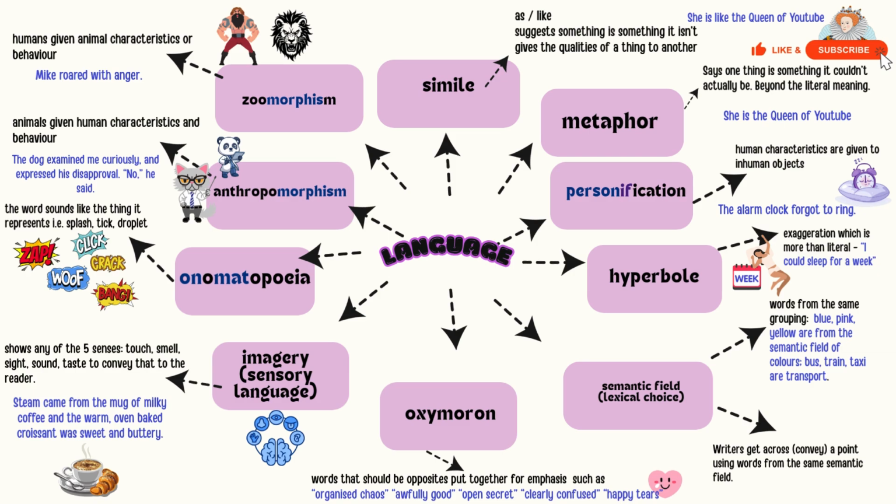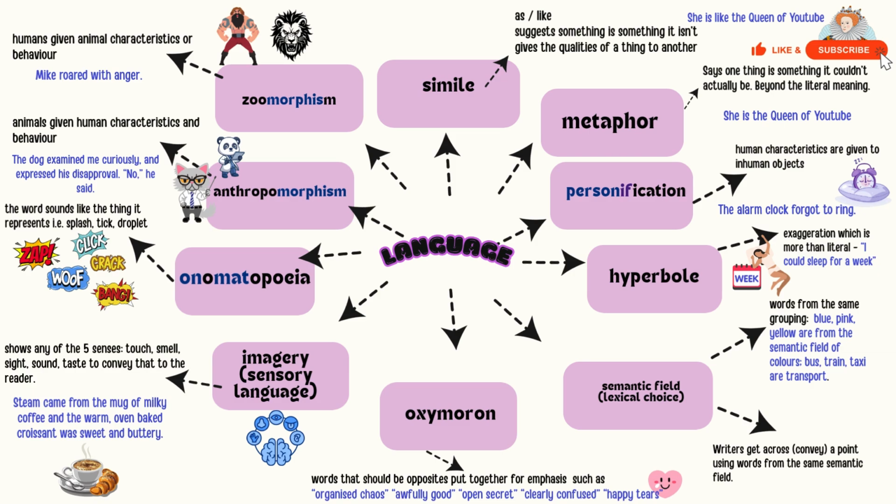Here is an example. Steam came from the mug of milky coffee, and the warm oven-baked croissant was sweet and buttery. Now, the thing is, when you're writing with sensory language, it's really important you don't say, in my nostrils, I could smell the coffee, because that kind of isn't how we use imagery. And it's important you don't say, in my mouth, on my tongue, I could taste it was sweet. We know it was in your mouth and on your tongue.